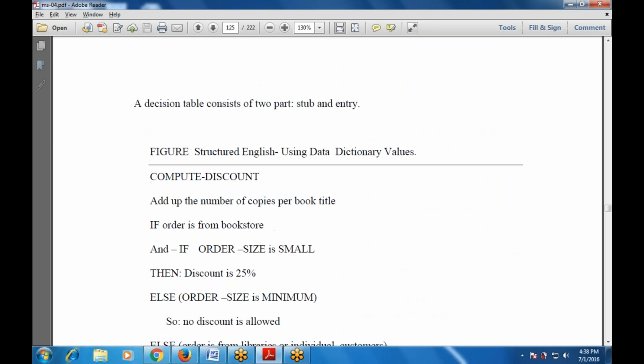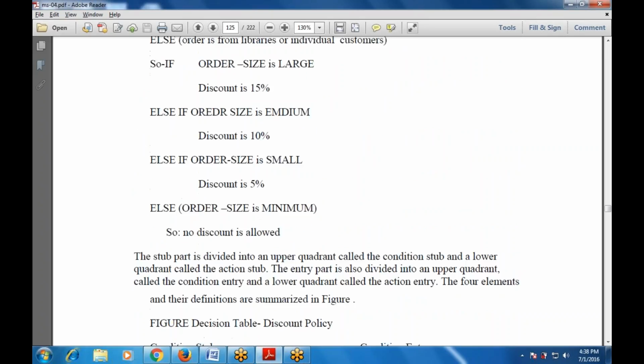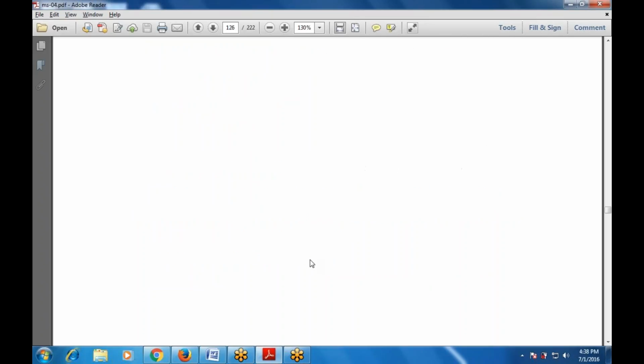This is one example that consists of two parts, the stub and the entry. The stub part is divided into two parts: one is the condition stub, and the lower one is the action stub. That means one is the condition, one is the action. The entry part is also divided into an upper quadrant known as the condition entry and a lower quadrant known as the action entry. The four elements and their definitions are available in the decision table discount policy.